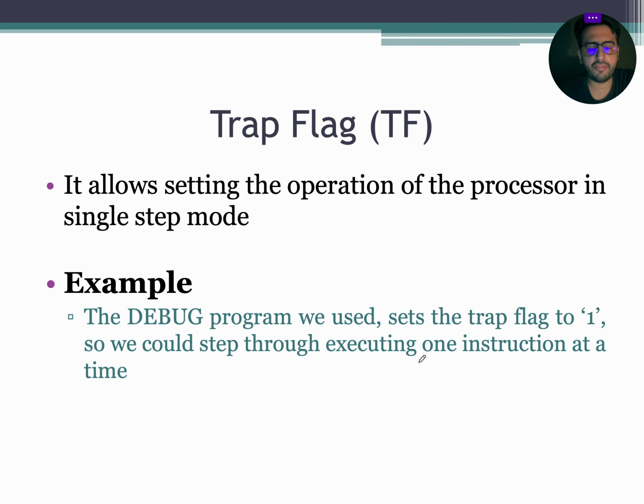Let's discuss the last flag, that is the trap flag. The trap flag allows setting the operation of the processor in single step mode. For example, the debug program we use sets the trap flag to 1, so we could step through executing one instruction at a time. Do remember that the trap flag is set by the developer of the programming language. It means the value of the trap flag is equal to 0 for C, C++, while the value of the trap flag is equal to 1 for assembly language.